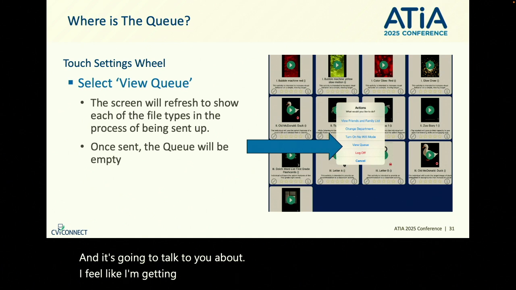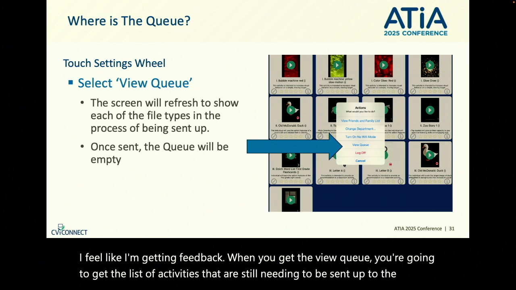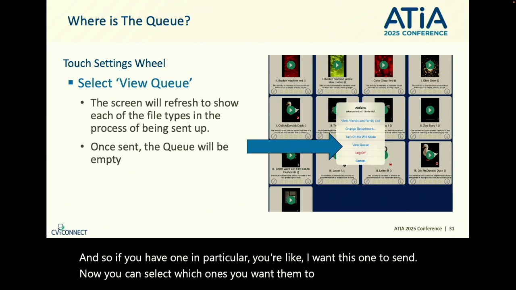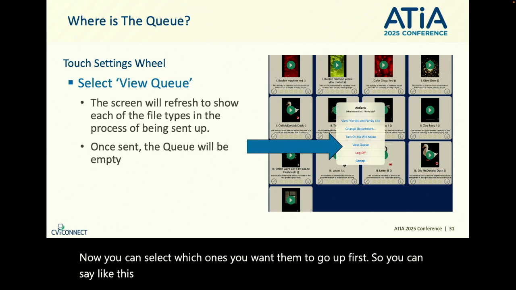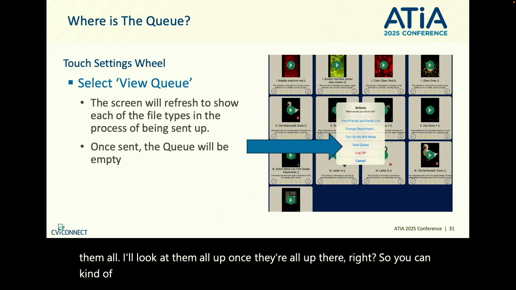When you open the View Queue, you're going to get the list of activities that are still needing to be sent up to the server. If you have one in particular, like I want this one to send now, you can select which ones you want to go up first. You can say, this session, I really want to see that data, or you can just say, send them all, I'll look at them all once they're all up there, right? So you can kind of rotate through that way.